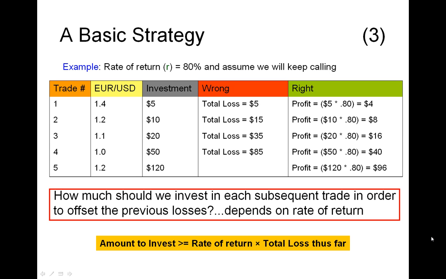$40 times 80%, which would put us at $32. Now, $32 is actually less than $35, which means even getting it right on the fourth trade would have still resulted in an overall loss of 35 minus 32, $3. That's why we needed to put an amount like 50. Therefore, it's important to remember, for each subsequent trade, if we're wondering what's the correct amount to invest, we need to go with the formula given in the yellow rectangle over there.